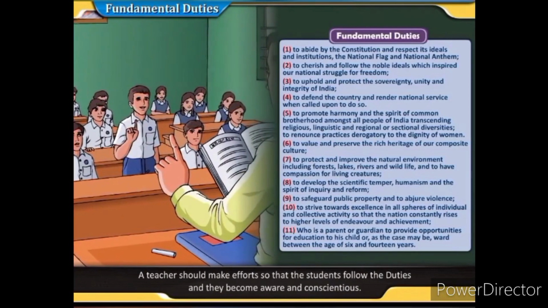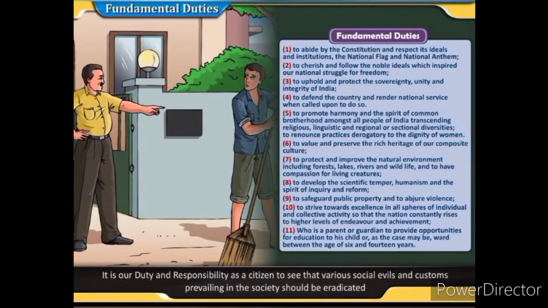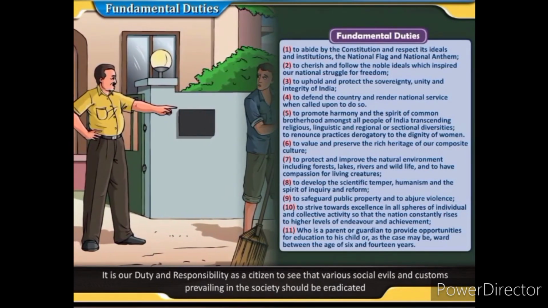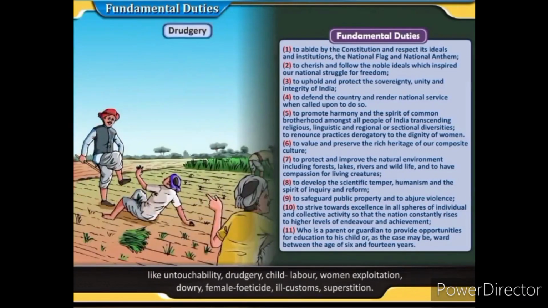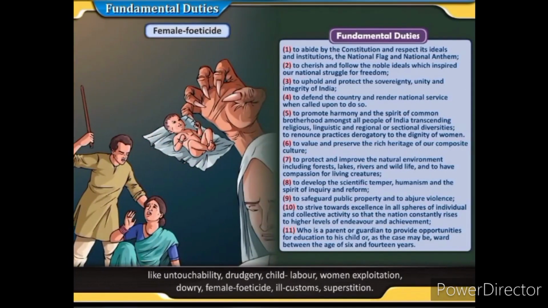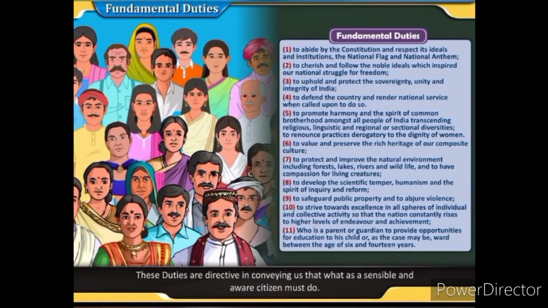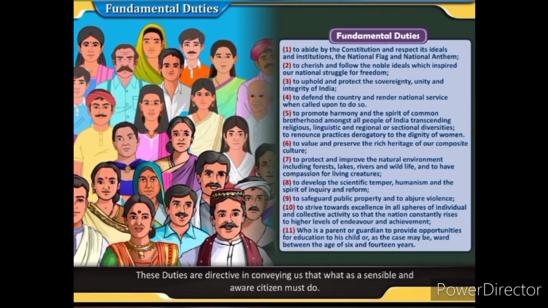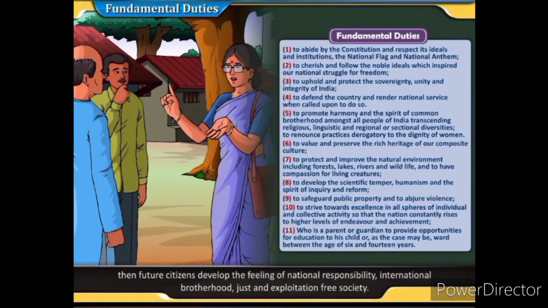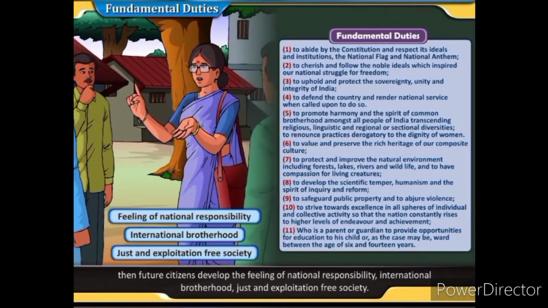A teacher should make efforts so that the students follow the duties and they become aware and conscientious. It is our duty and responsibility as citizens to see that various social evils and customs prevailing in society are eradicated, like untouchability, drudgery, child labor, women exploitation, dowry, female feticide, ill customs, superstition. These duties are directive in conveying what a sensible and aware citizen must do. If citizens propagate the importance and utilization of fundamental duties, then future citizens develop the feeling of national responsibility, international brotherhood, and a just and exploitation-free society.